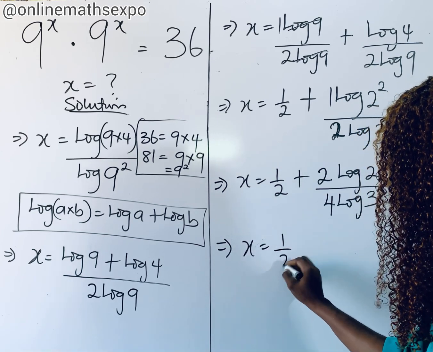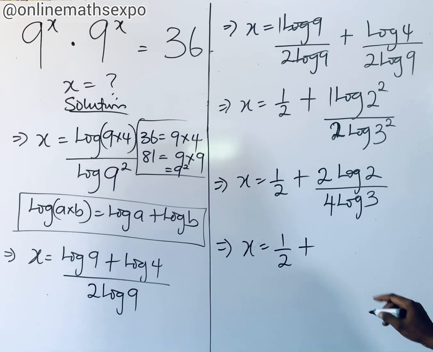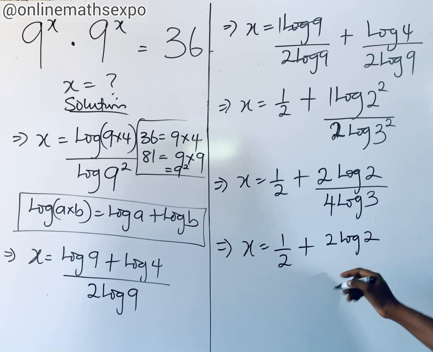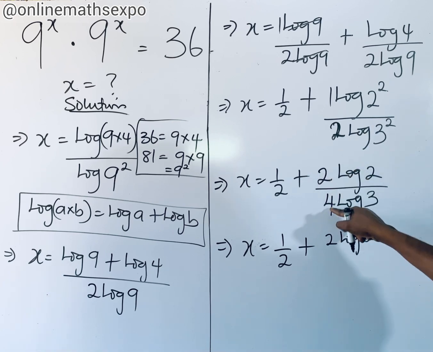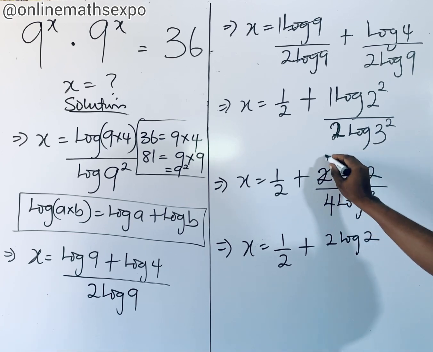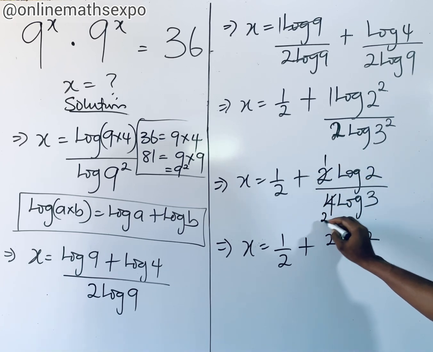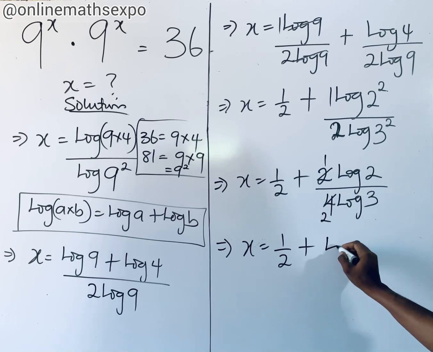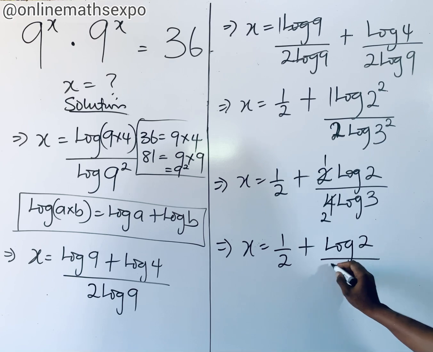X will give you half plus. So we're going to have 2 log of 2, okay? Now this 2 can reduce with this 4. So 2 goes in itself 1 times, goes here 2 times. So we are free to write this as log of 2 divided by 2 log of 3.